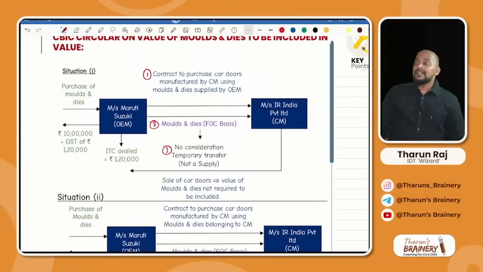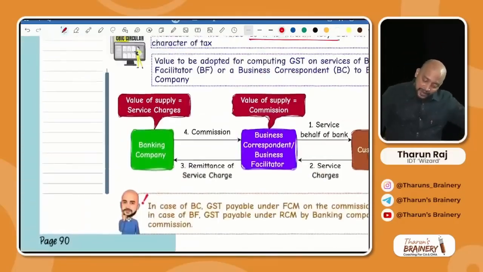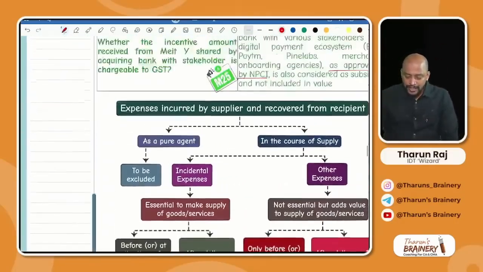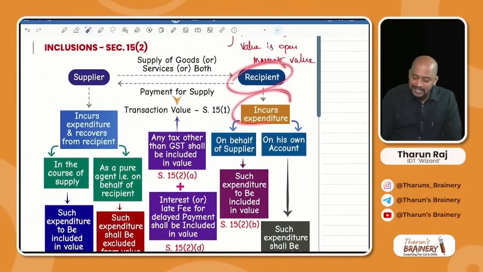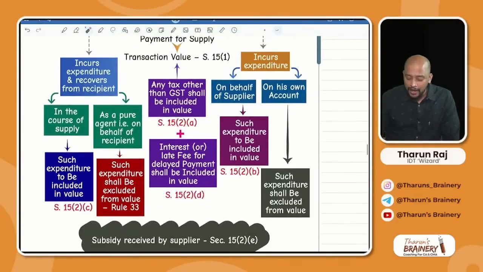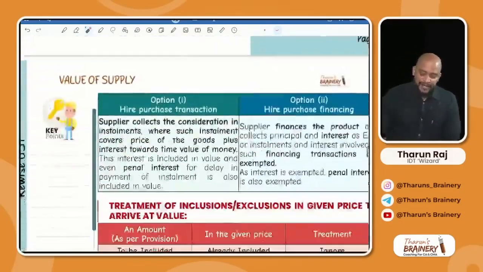Is it clear? So therefore, in the sale of car doors, point number 4, the value of molds and dies is not required to be included, because as per contract, the recipient only should buy and the recipient only purchases. So that's what I told you. If the recipient is incurring some expenditure on his own account, it will not be included in the value. Got it? Now, next point.